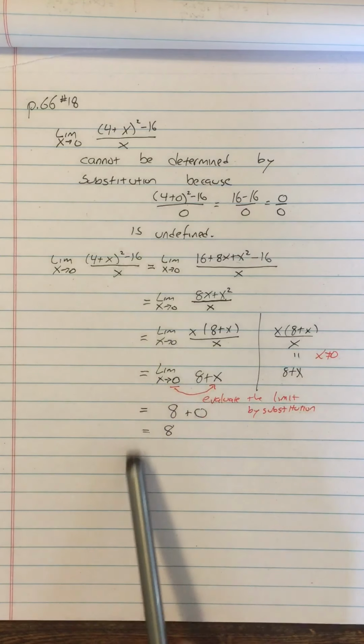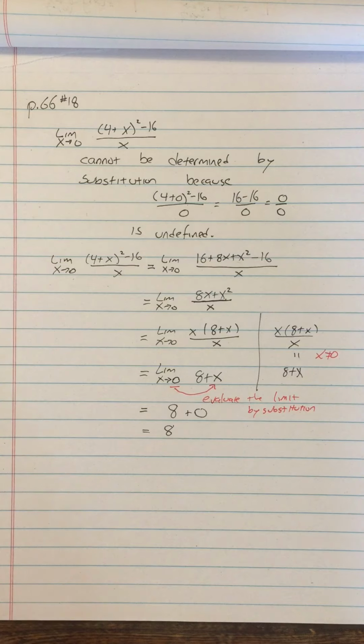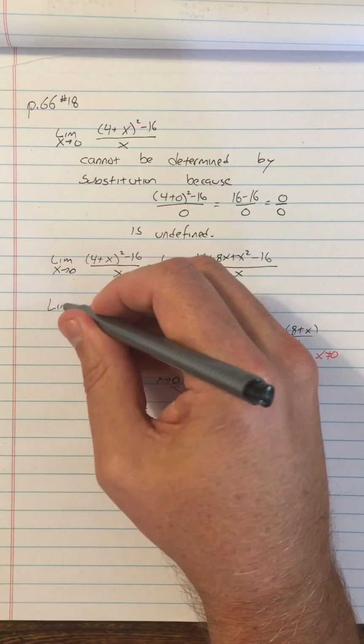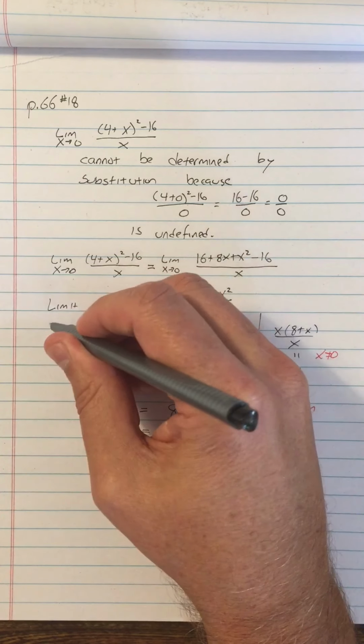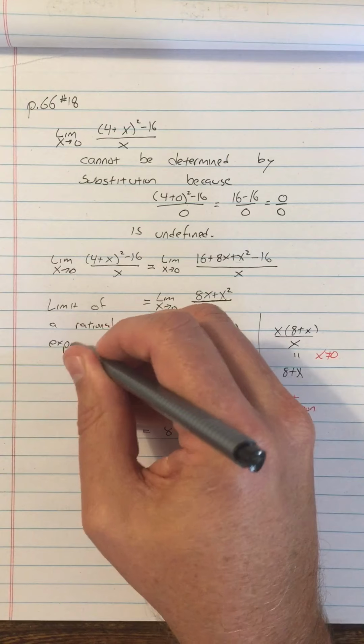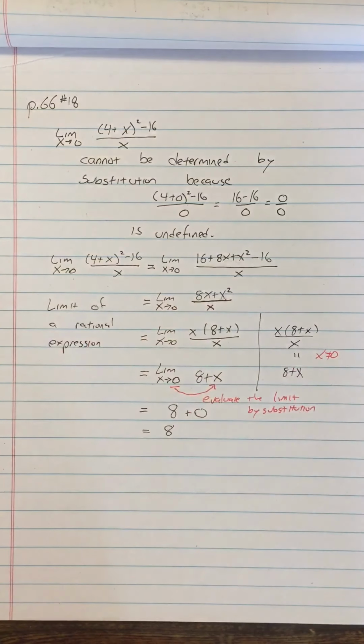All right, now this is evaluating a limit of a rational expression. That's what this was. This is a rational expression, and this is a limit. So this is how you evaluate the limit of a rational expression, and we're going to see a couple more examples of that going forward. But this is our first sort of major, actual, really mathy thing to do.